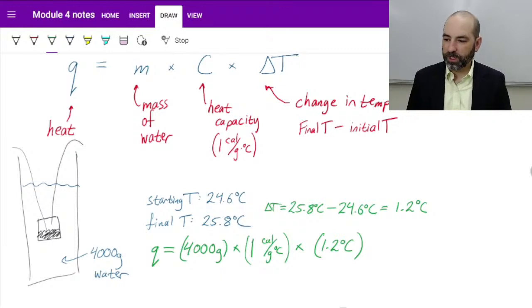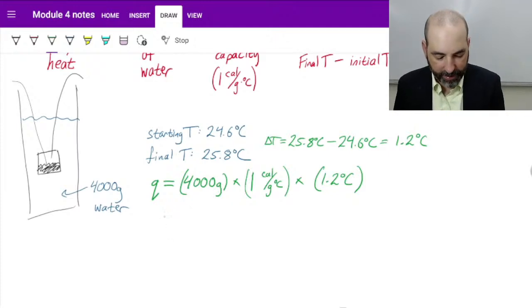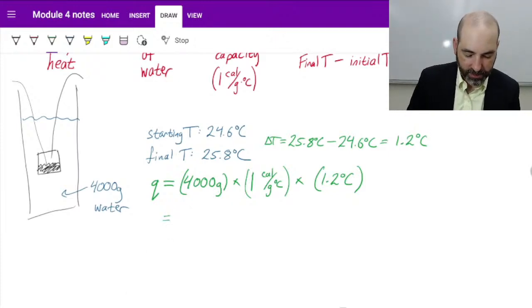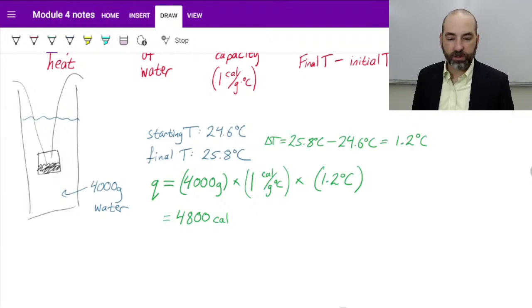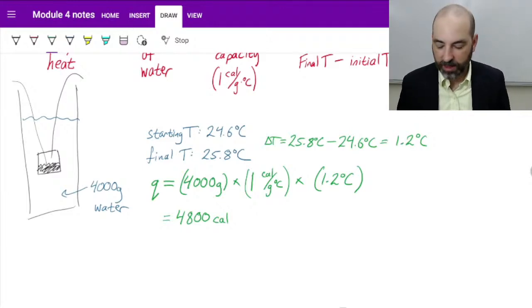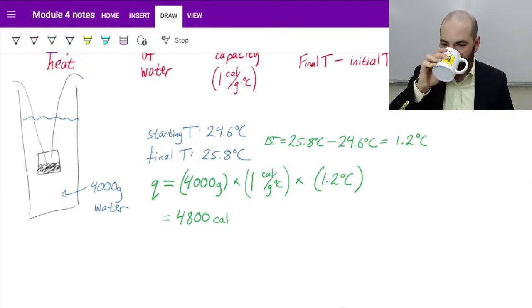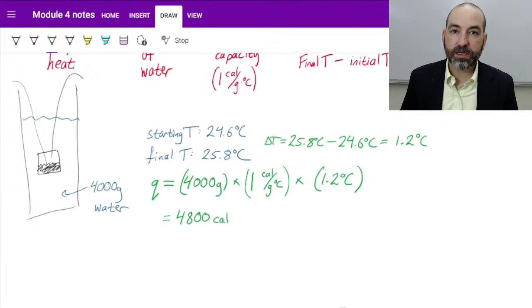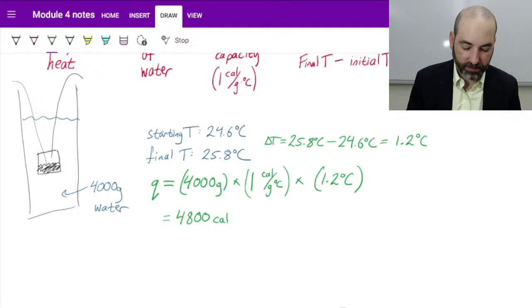All right, so that's our calculation for the heat produced in this particular process. And that equals, in this case, 4,000 times 1.2, so 4,800. And that's little c calories. So that's the amount of energy that was produced in this process. And we know that because we were able to monitor the starting and ending temperature. We knew how much water was being heated up, and we measured how much it was getting heated up from the starting to the ending temperature.